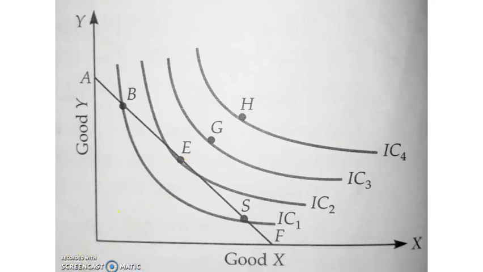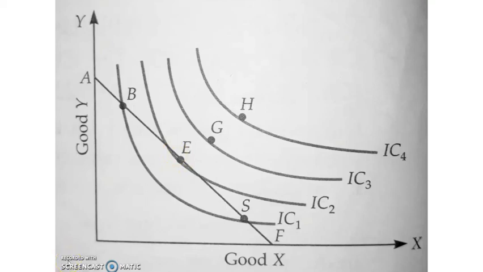Why must MRS be equal to the price ratio? Because a transaction can happen only if MRS is higher than the price ratio or at least equal to the price ratio. That's why we are taking MRS equal to the price ratio. That means the slope of the indifference curve is equal to the slope of the price line. So point E is satisfying all the conditions. So we have taken E as the equilibrium point of a consumer.